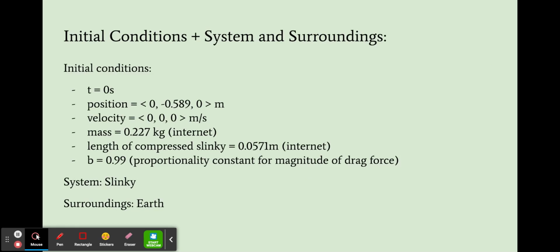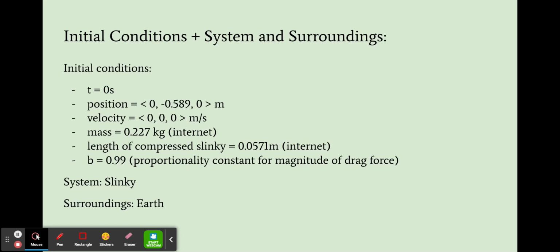And then for initial conditions, system and surroundings, initial time is 0. I set the origin to be the top of the slinky, so the original position of the bottom has a negative y coordinate, and the initial velocity is 0 because it's at rest initially. And then the mass and the length of the compressed slinky I got from researching an average slinky size on the internet.